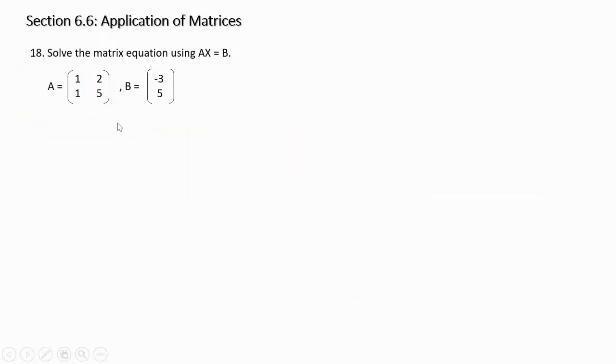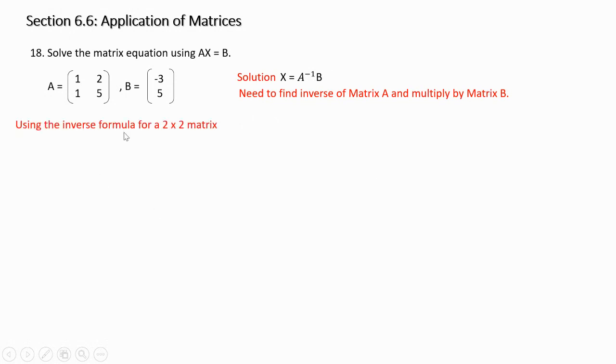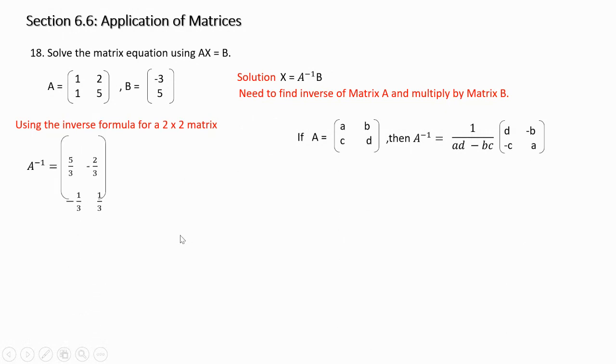Okay, now let's solve. I believe I have like 2 more slides. Solve the matrix equation using AX equals B. My solution will be x equals the inverse of A times B. So we need to find the inverse of matrix A and multiply by B. Using the inverse formula for a 2 by 2 matrix, this is what we get. After you apply that, this is what you should get.